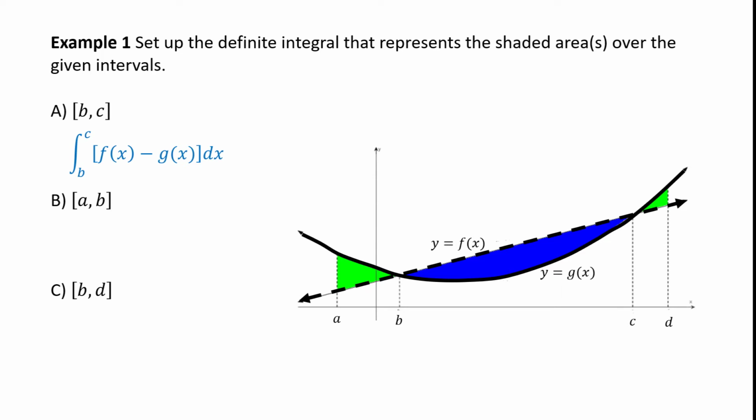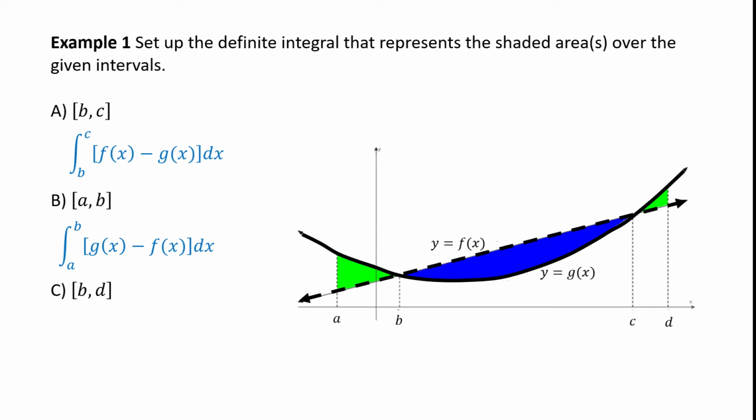Part B, interval from a to b. On the interval from a to b, the arc is above the line. And so we would write this as the integral from a to b of g of x, which is the arc, minus f of x, which is the line, dx.